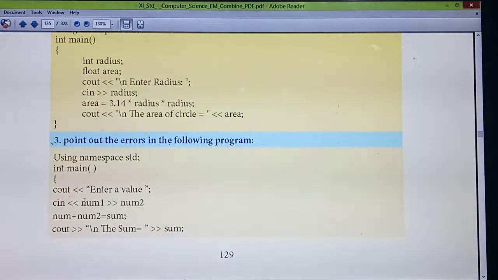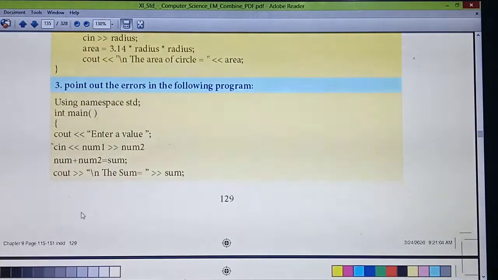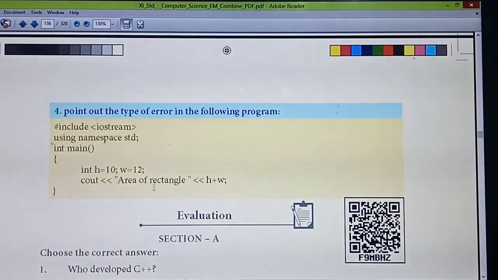cin, what's the symbol for cin? Greater than symbol, but what have they given? Less than symbol, so this symbol is wrong. So this is the fourth error. Okay. And next one, here they are giving num1 and num2, but here they wrote num. Whether 1 is there? No. This also. So 5 errors you have found out. Likewise, they give some programs and ask you to find the errors. Understand?